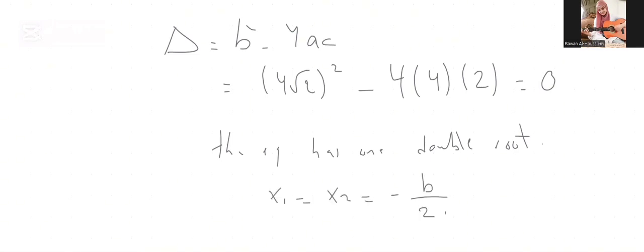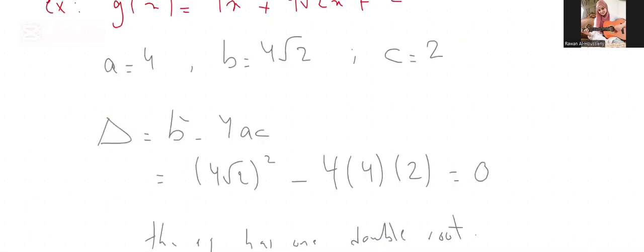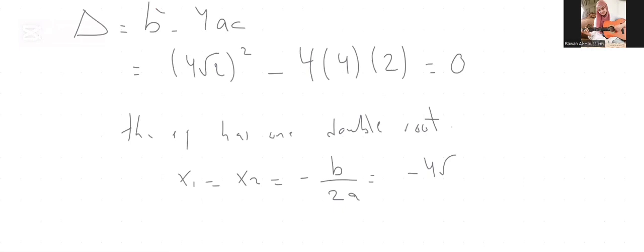So x1 is equal to x2, equal to minus b over 2a. Now let's substitute b and a. So b is equal to 4 radical 2 and a is equal to 4. So the 4 and 4 will cancel each other.